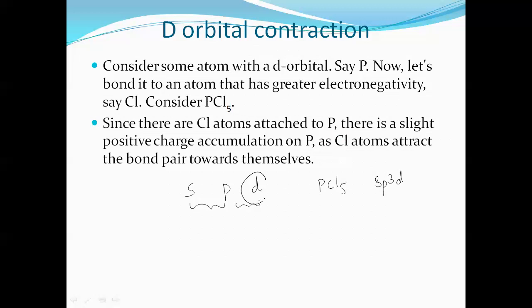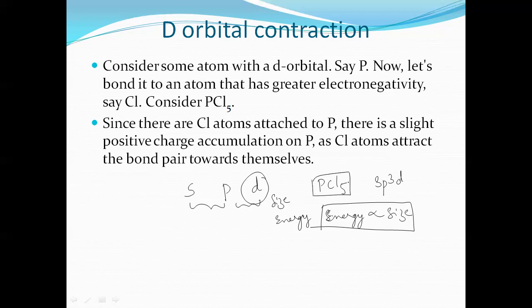But as we know, the d orbital size is more, so the energy is also more. So energy is directly proportional to the size here. As the radius is increasing, size is increasing, so the energy of the d orbitals is also more. There is a vast difference between the energies of sp and d. But how is it possible that the d orbital is participating in the hybridization in the formation of this PCl5? In order to explain this, we can get into d orbital contraction.